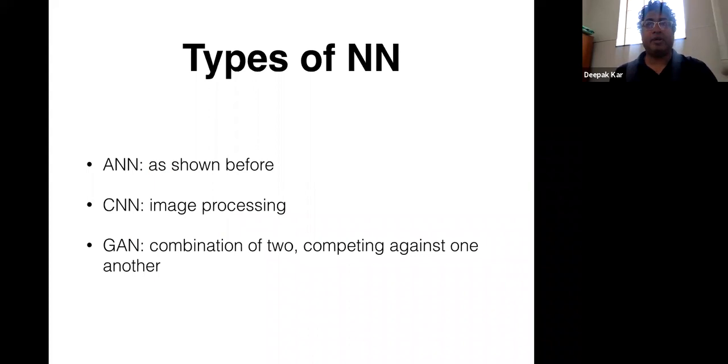So what are the types of neural networks? ANN is a generic term for artificial neural network, which is the kind of example I showed you before. I'm not going to go into that today, but CNN, the convolutional neural network, is mostly used for image processing. I mean, who hasn't seen cute pictures of cats and brooms and trying to identify them? Some of those are done by CNNs. And GAN, or generative adversarial network, is a combination of two, but I'll come to that because we have some examples in physics which use GAN.